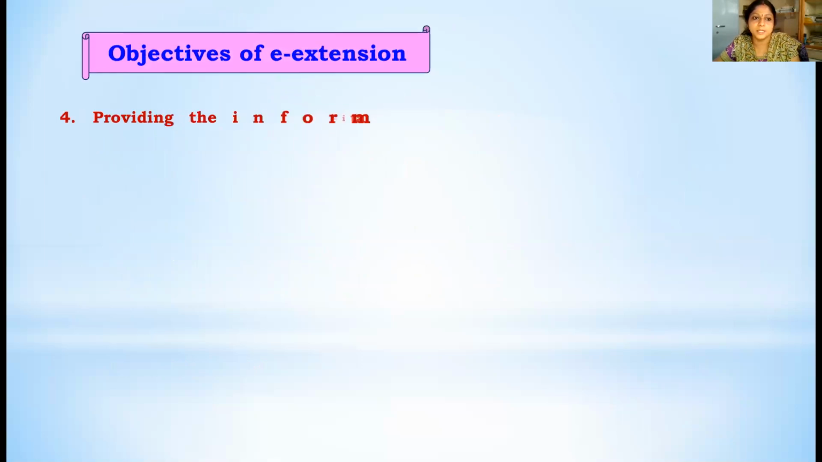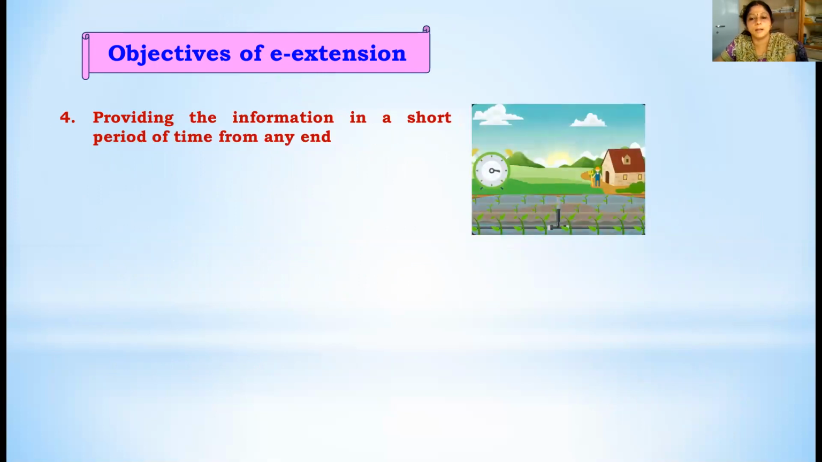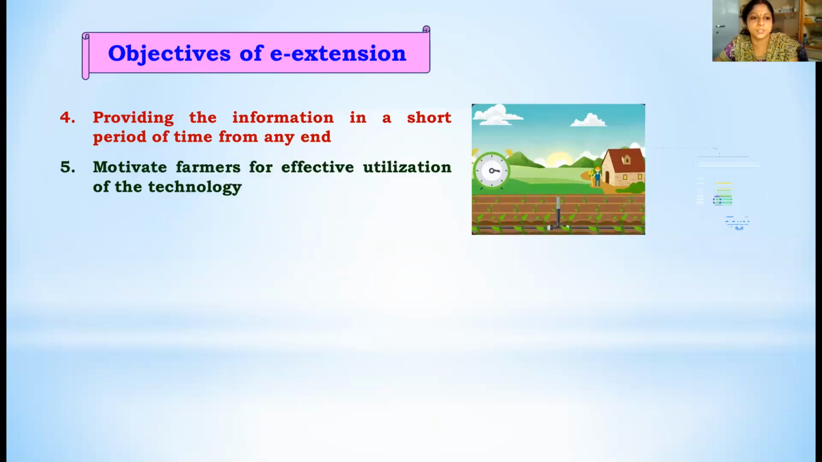The next one is that it helps in providing information in a short period of time for any end. For example, if I want to transfer information to a person who is living in America, I can send it through mail, message, SMS, or Twitter within a fraction of a second. In such a way, in a short period of time, I can reach a large population or destination with the help of this e-extension tool.